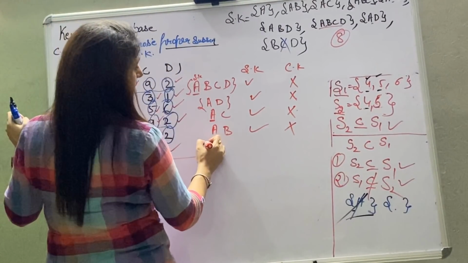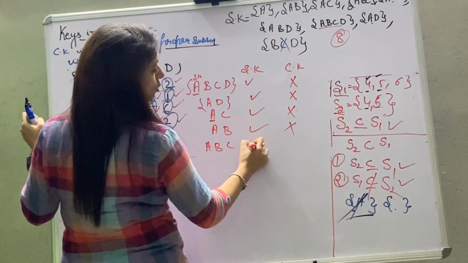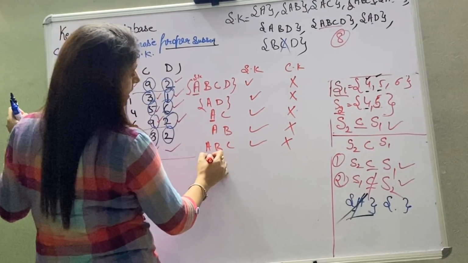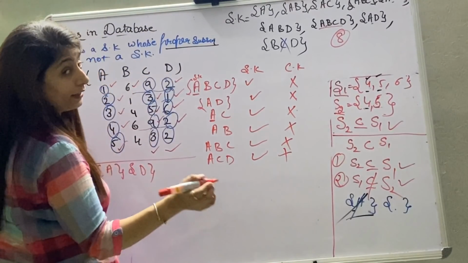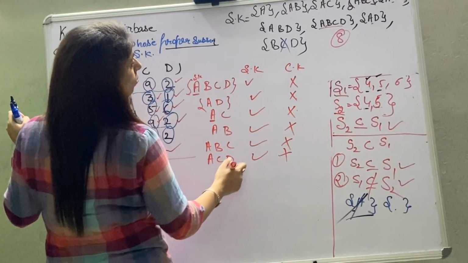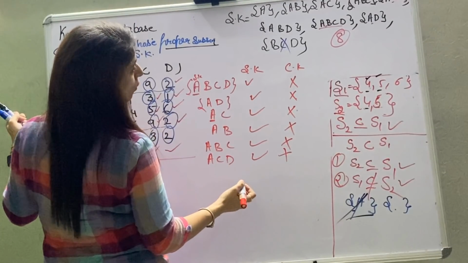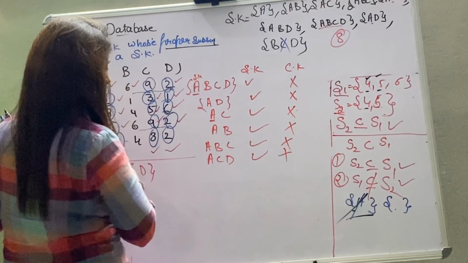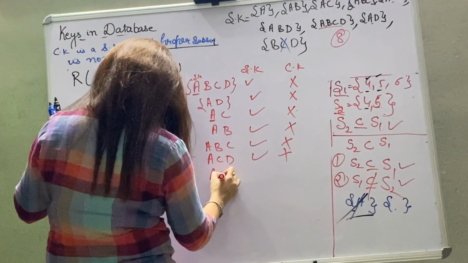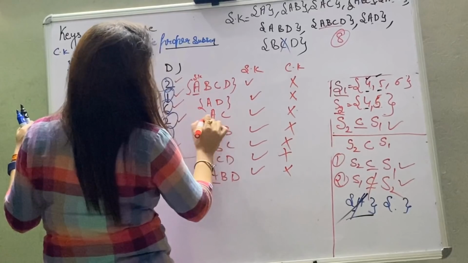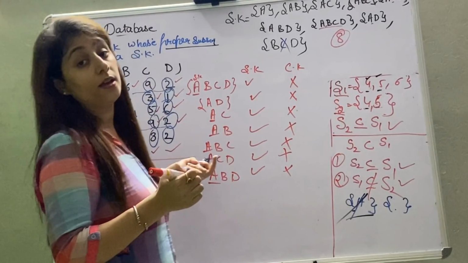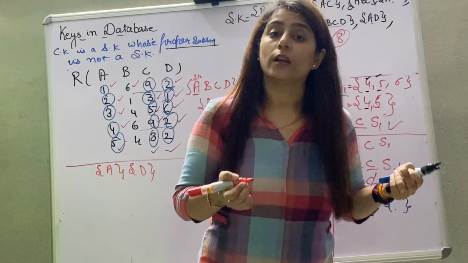Okay, then next is ABC, this also cannot be the super key. Next is ACD, this also cannot be the super candidate key. Now next is what I left, ABD. Same here, because A is involved everywhere and A is the super key.